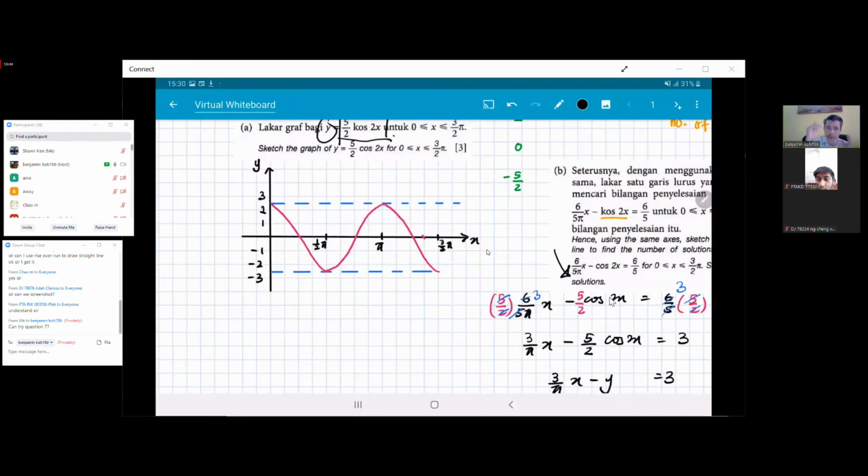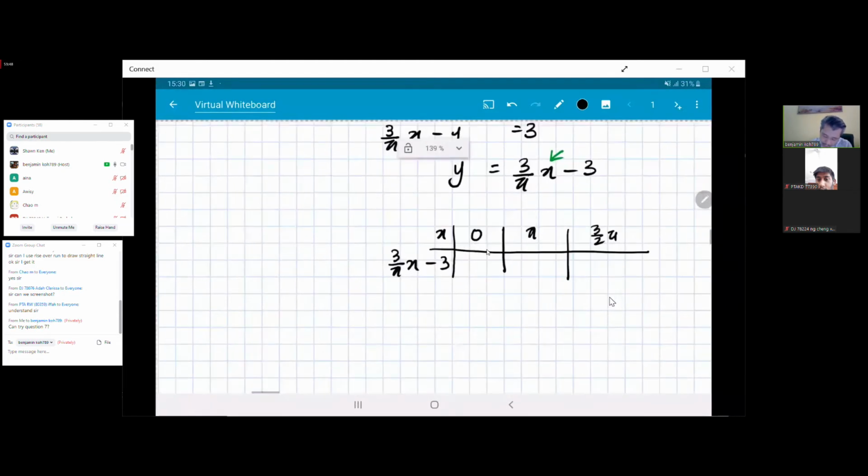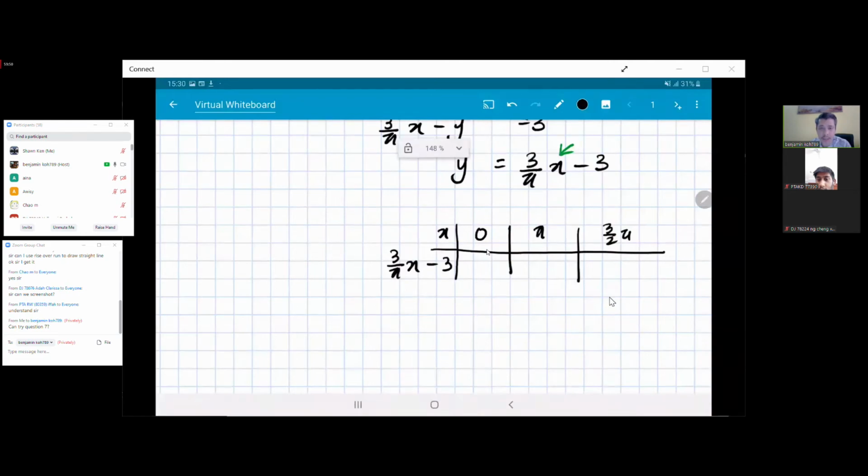So when x equal to 0, x equals 0, ganti. Okay, you can count mentally in your head. So this one will give you negative 3. Okay, next one you replace pi, x sama dengan pi. So pi and pi potong, so you get 3 minus 3 becomes 0. And the final one you replace x sama dengan 3 over 2 pi. So maybe I'll show you the penggantian here.